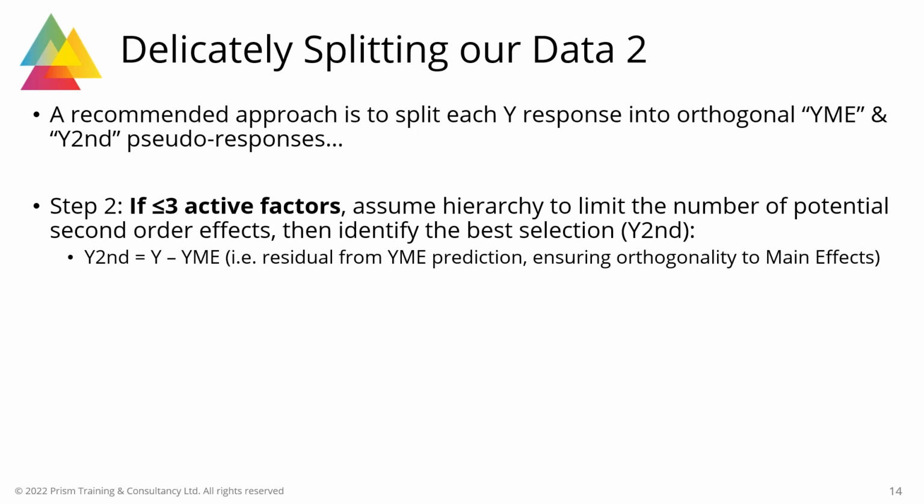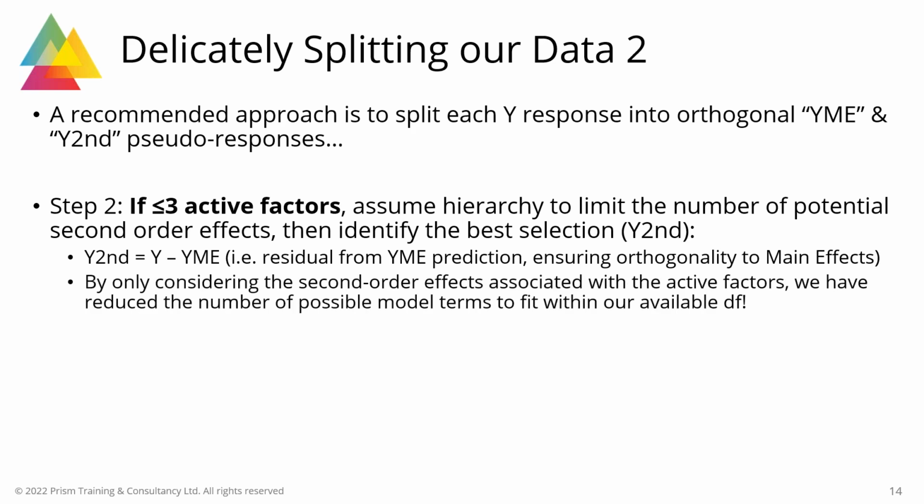And in order to assess these, we construct a second pseudo response, which we label Y second. This is just the difference between our original response and our YME response. A simple subtraction. Now, all of these numbers are easy enough to calculate. It will just take a bit of time to do it manually. So again, it's leading us towards an automated, convenient method.